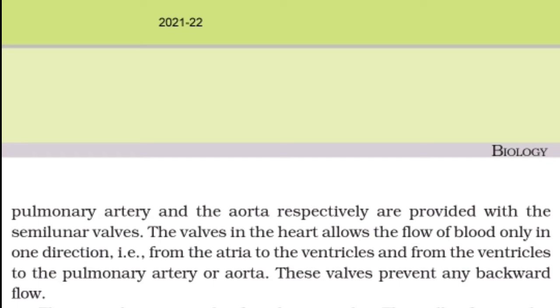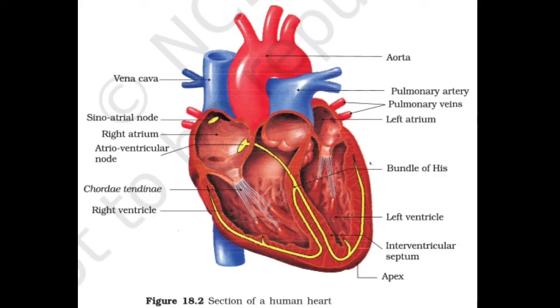The valves in the heart allow the flow of the blood only in one direction, that is, from the atria to the ventricles and from the ventricles to the pulmonary artery or aorta. These valves prevent any backflow. Figure 18.2 Section of a human heart.